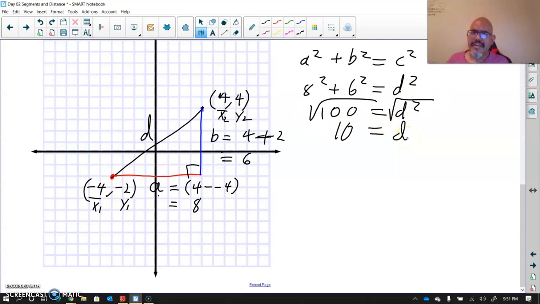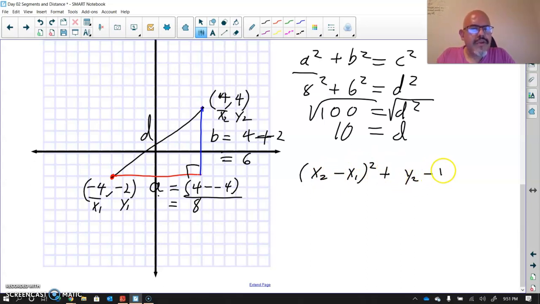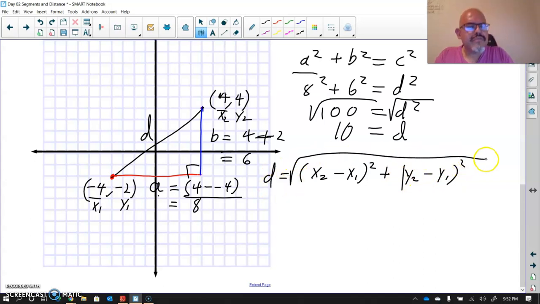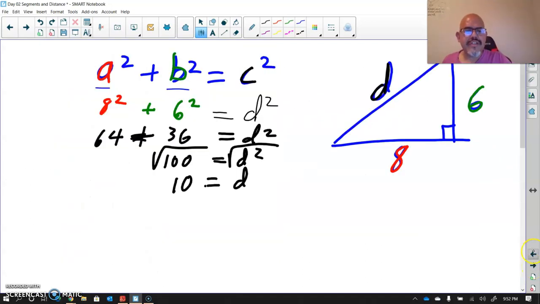Only got 2 minutes left, guys, so we're going to be talking about this real quick. So I'm going to replace this part with this right here. So this was x2 minus x1 squared plus y2 minus y1 squared equal to D, which we have the square root of that. And that will give us our distance. And that's actually our distance formula in a nutshell.